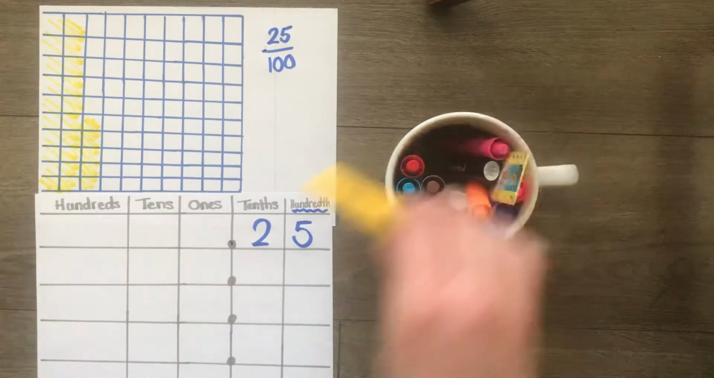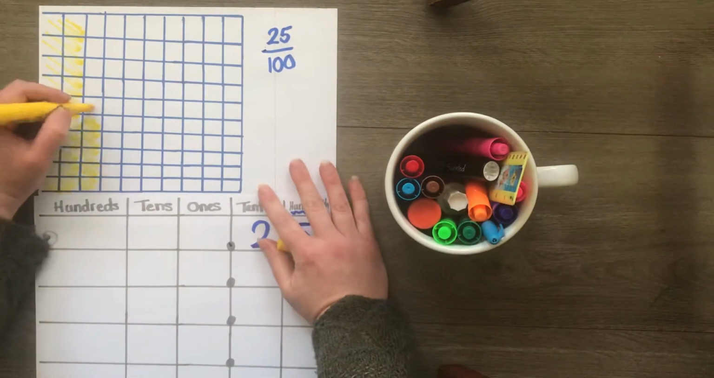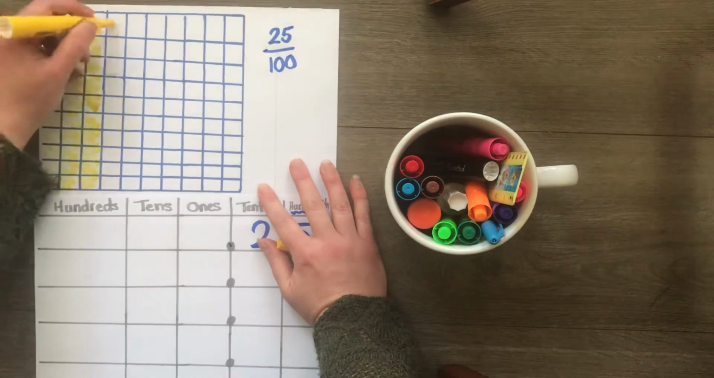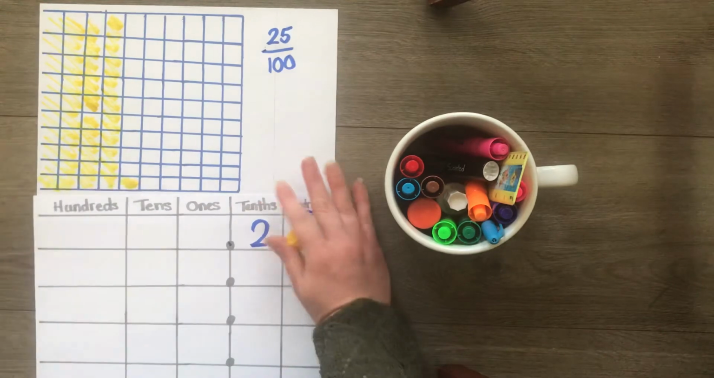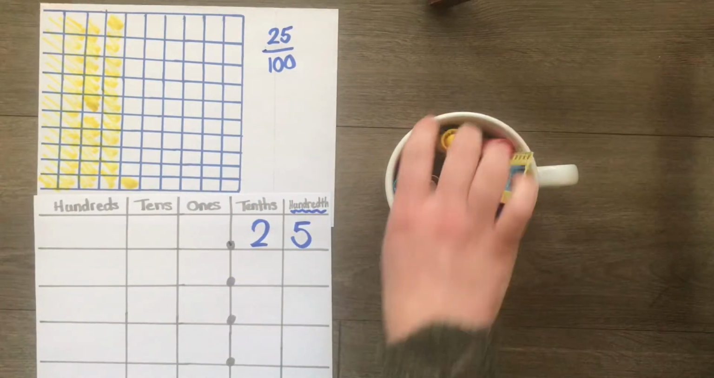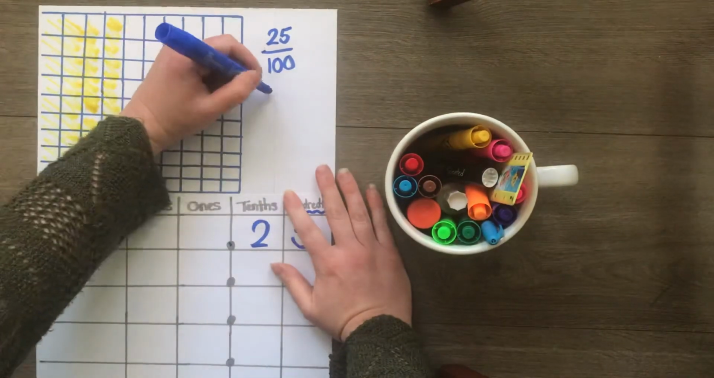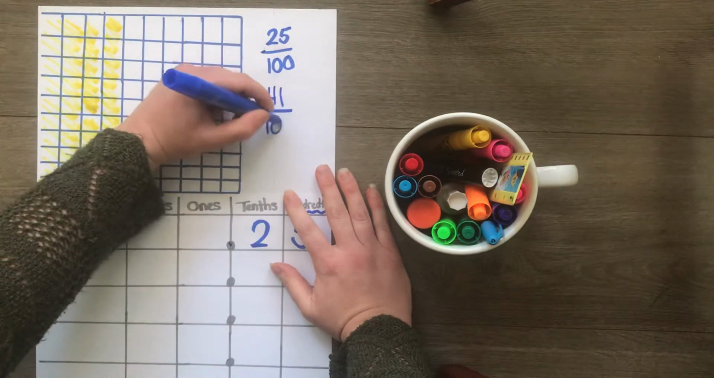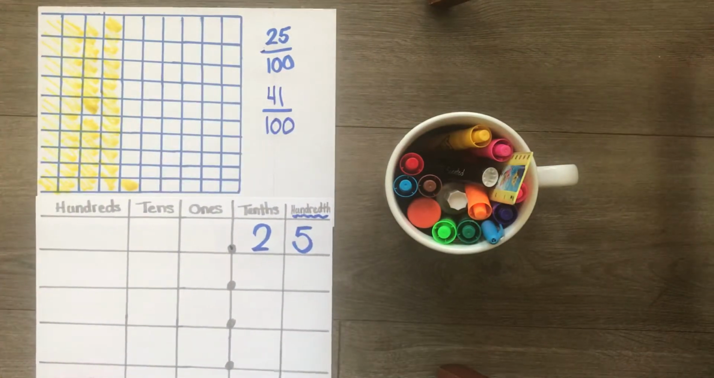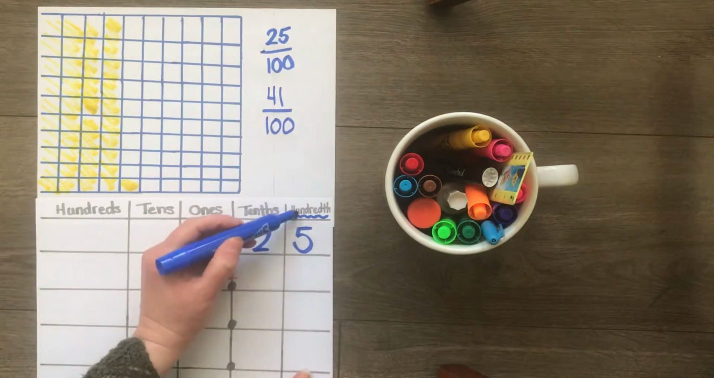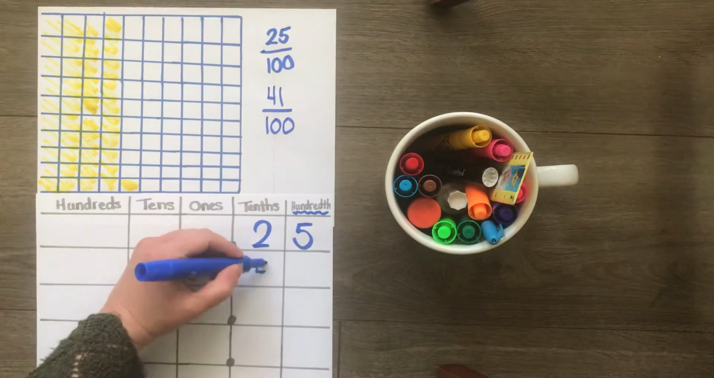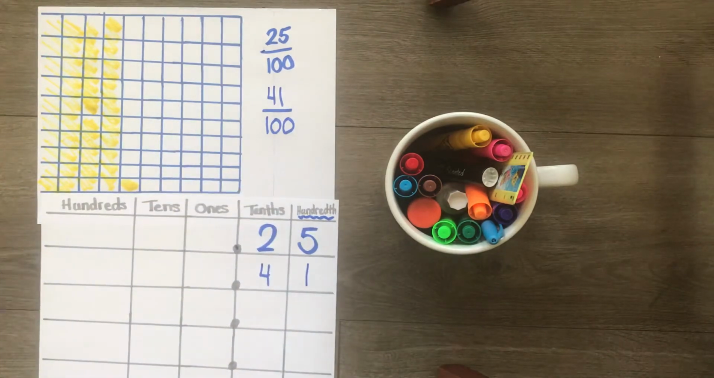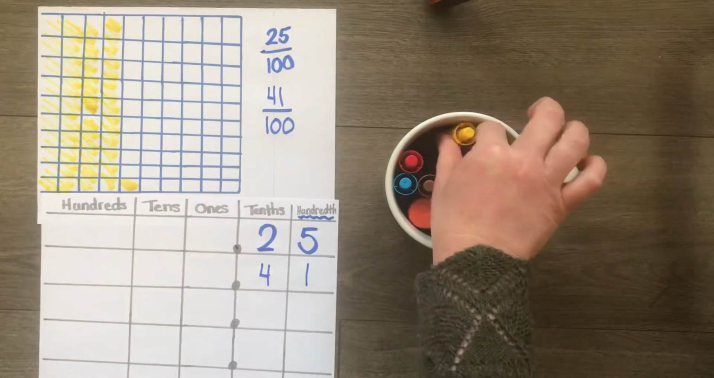So let's pretend instead of 25, I've got 41 now. So as a fraction, that's really easy. 41 hundredths. Now, as a decimal, again, I'm going to use my hundredths place to the right of the decimal, and I'm going to write 41 hundredths. There we go. Nice.